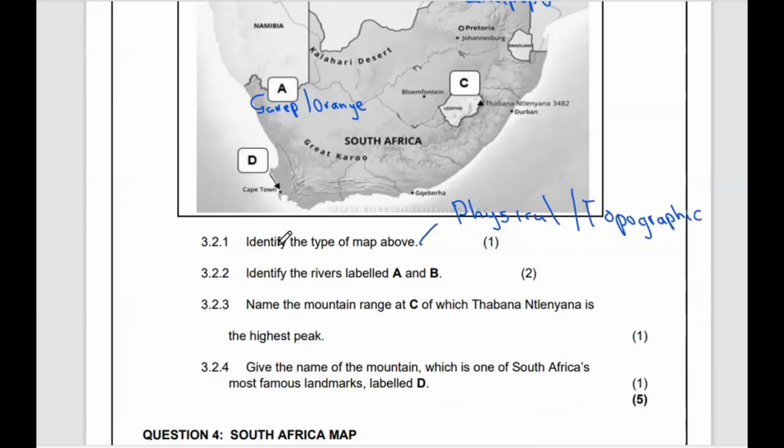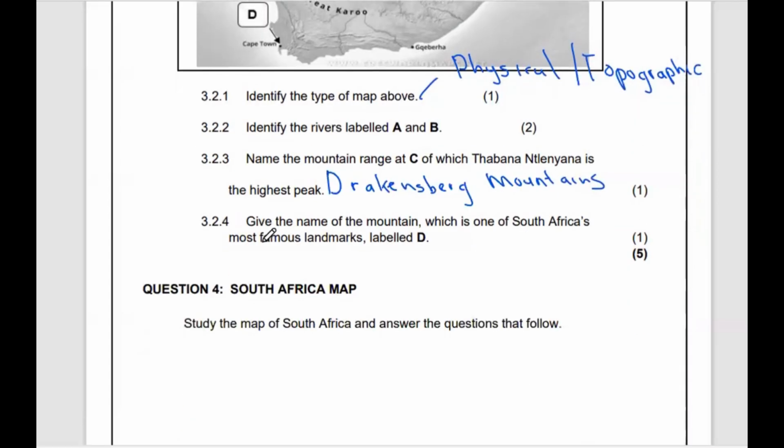Then name the mountain range of which Tavana Nhlenyana is the highest peak. So we are talking about these mountains which are on the border of Lesotho and KwaZulu-Natal. So these are known as the Drakensberg Mountains, or the Drakensberg Mountain Range. So that's where you find Tavana Nhlenyana.